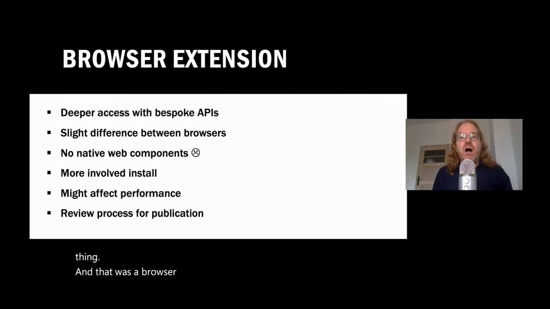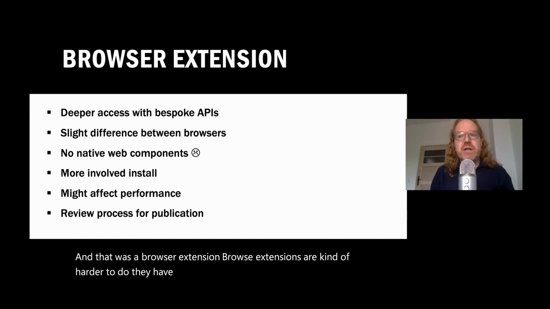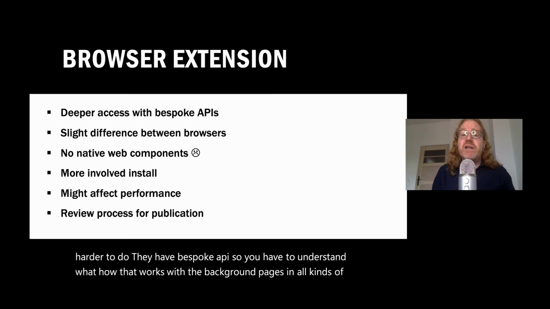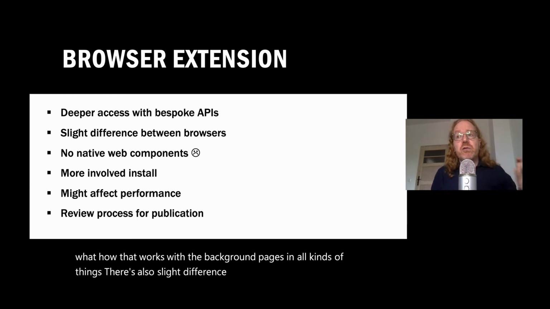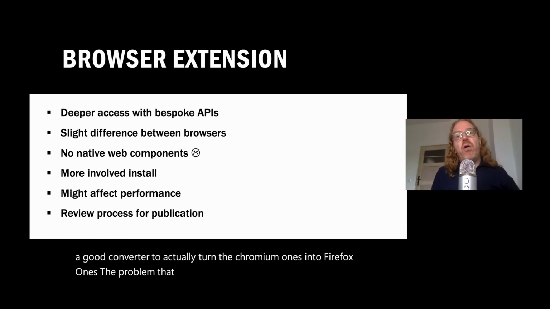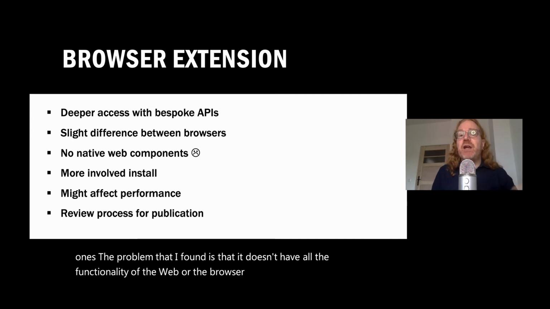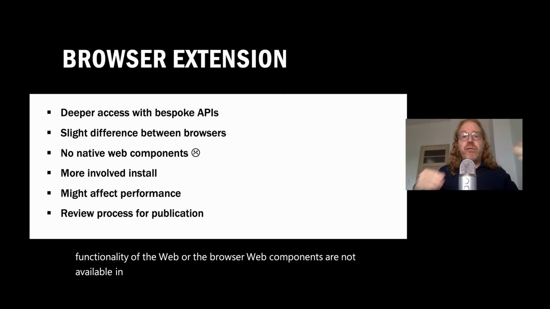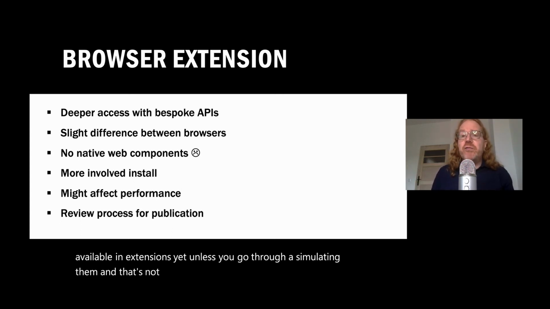Browser extensions are kind of harder to do. They have bespoke APIs, so you have to understand how that works with the background pages and all kind of things. There's also a slight difference between browsers, but there is a good converter to actually turn the Chromium ones into Firefox ones. The problem that I found is that it doesn't have all the functionality of the web or the browser. Like web components are not available in extensions yet, unless you go through simulating them, and that's not fun. It's also a more involved install.